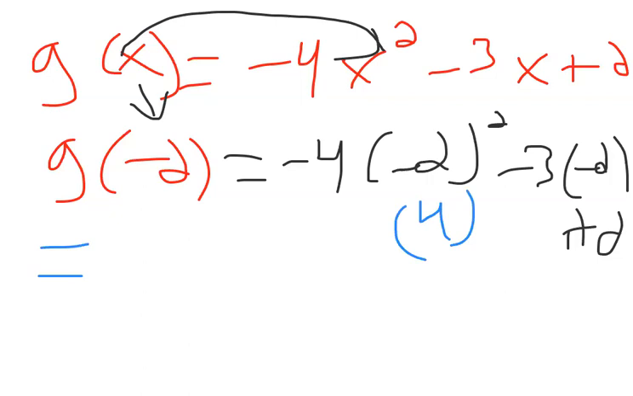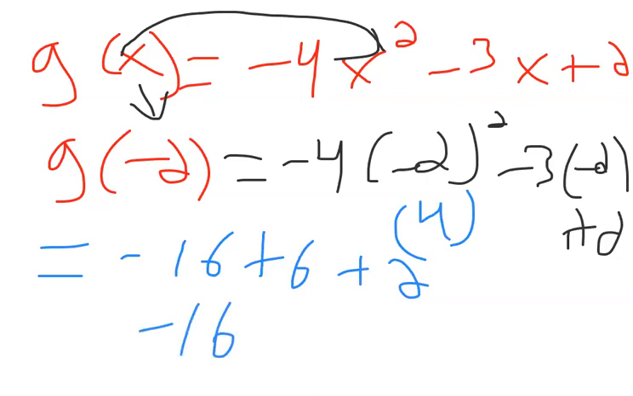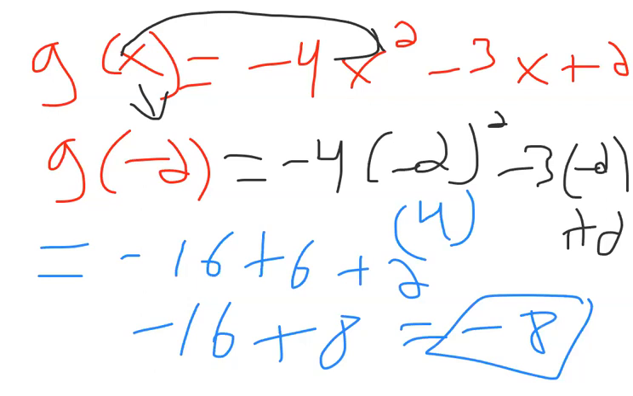4 times negative 4 is negative 16. All right. Okay. Negative 3 times negative 2 is just positive 6. And you're just adding 2. So that's about it. So 6 plus 2 is 8. So negative 16 plus 8, which is obviously negative 8, which is your answer. And you move on. All right, let's solve a little bit more equations.